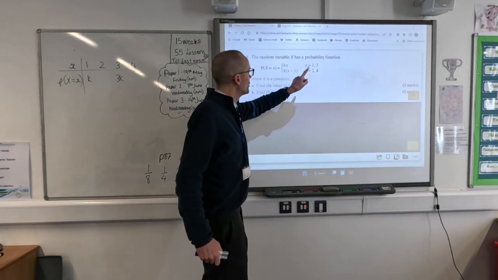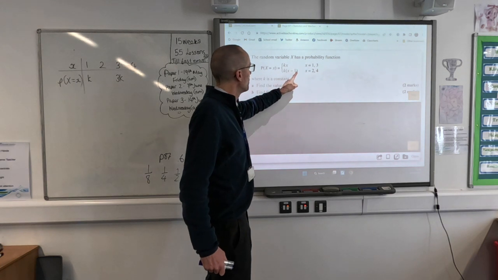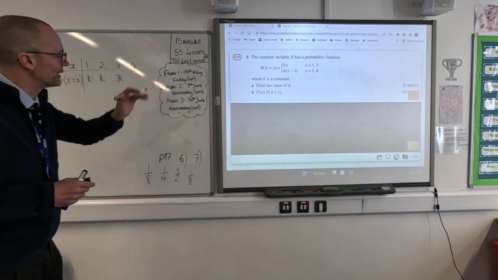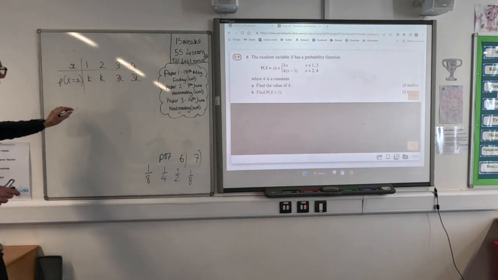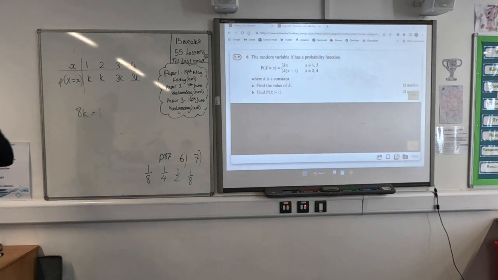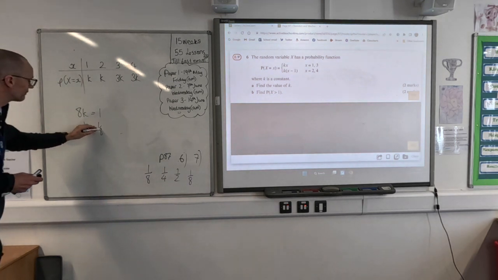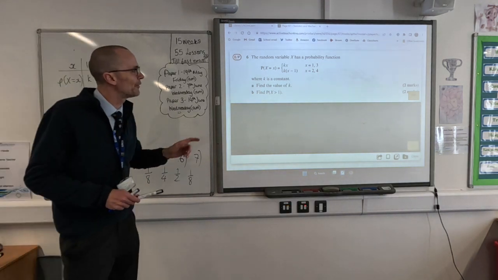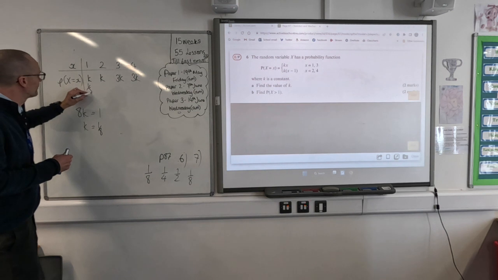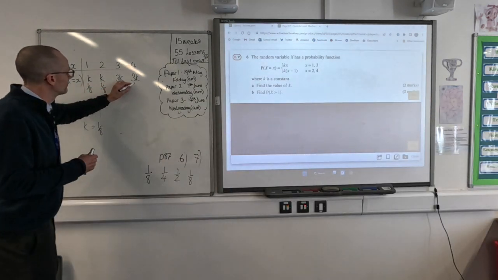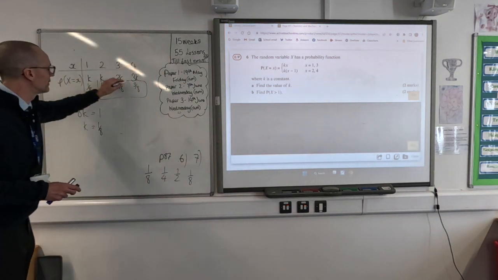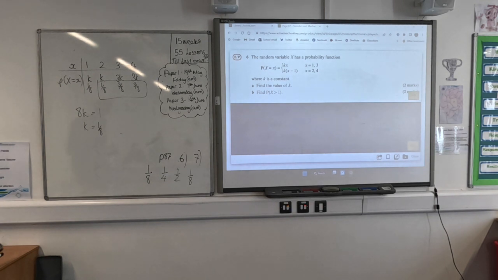So when x is 2, we've got 2 minus 1, which is 1, so that'll be 1k. And when x is 4, 4 minus 1 is 3, 3k. So we get 8k is 1. So k is 1/8. Yep. And I'm going to fill in the probabilities. So the probability x is greater than 1, 7/8. Okay.